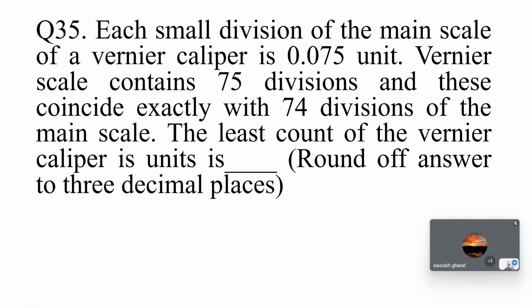Okay, so this is the 35th question. Exactly like the previous one we saw: each small division of the main scale of a vernier caliper is 0.075 when the scale contains 75 divisions, and this exactly coincides with 74 divisions of the main scale. The least count of the vernier caliper is. So we will solve exactly like the previous question.